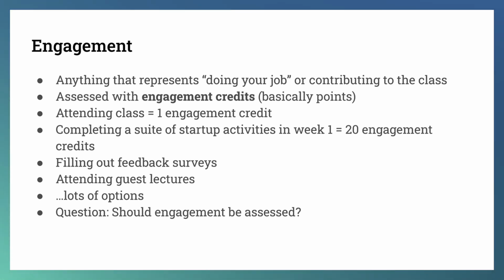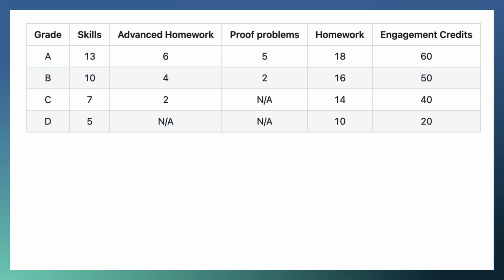Now, we come to the point of determining how does all this stuff come together in the end to determine a course grade. Well, I'm glad you asked. Here is how it works from the syllabus. It's not a formula, but a big table that includes thresholds of accomplishment for all of the moving parts that you just saw. Now, for reference, we had 14 skills. I believe we had 9 advanced homework assignments. There were 10 proof problems. I believe we ended up with like 27 homework sets when it was all over with, and close to 100 engagement credits before it was all over with.